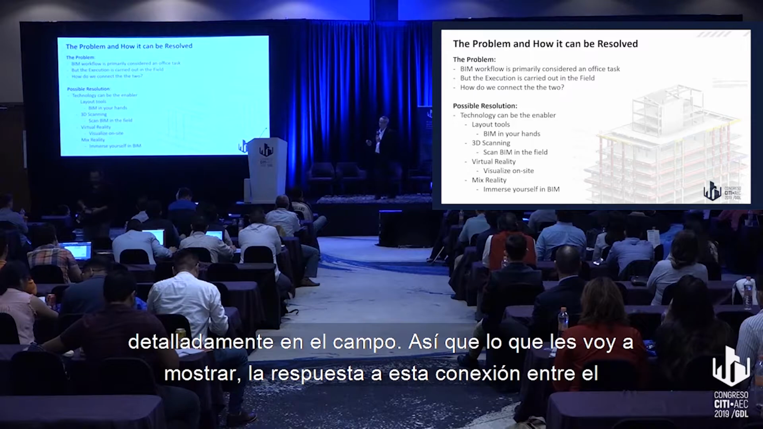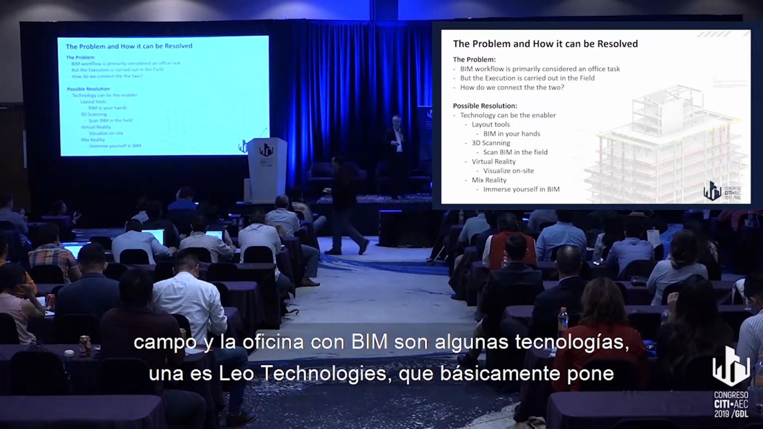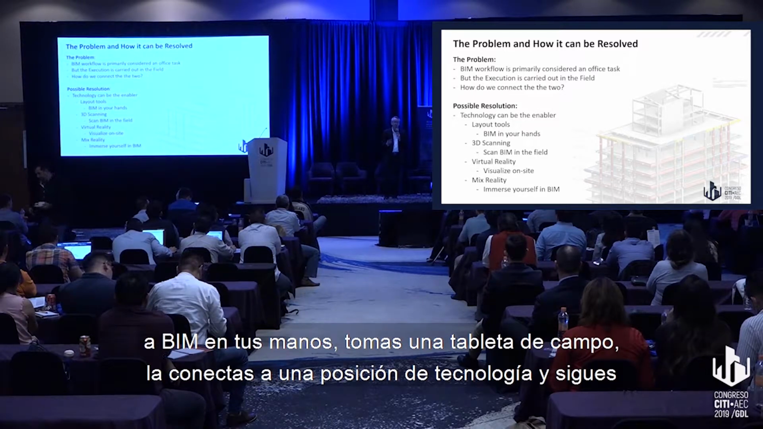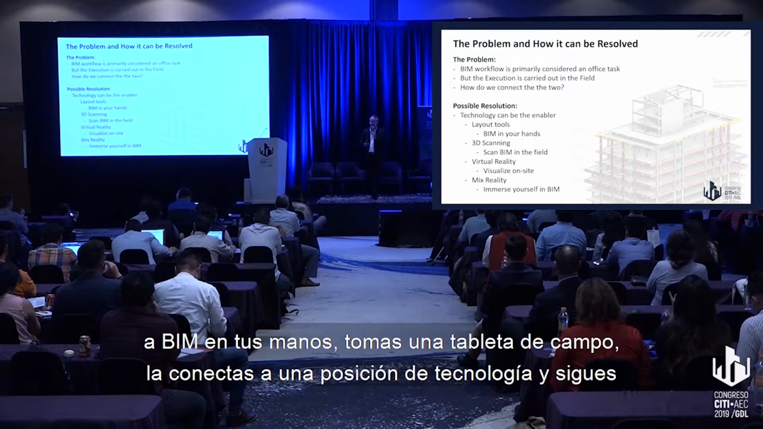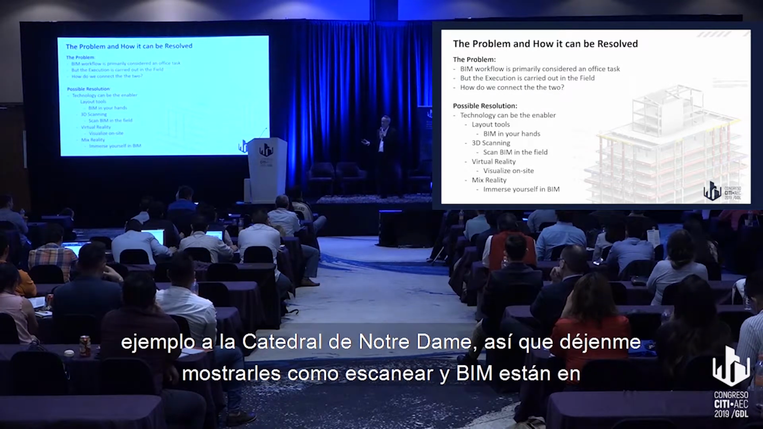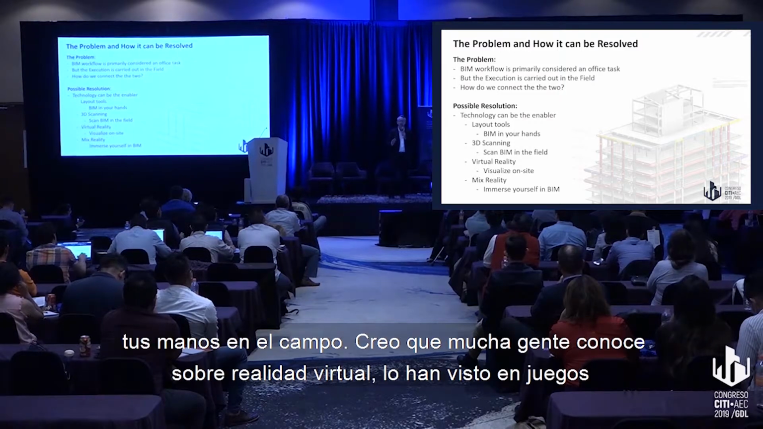So what I'm going to show you to answer this connection between the field and the office with BIM is some technologies. One is layout technologies, which basically puts BIM in your hands. You take a field tablet, connect to some positioning technology, and follow the process to execute the design intent. Then 3D scanning technologies. I used the example of the Notre Dame Cathedral, but I'm going to show you now how scanning and BIM are in your hands in the field.